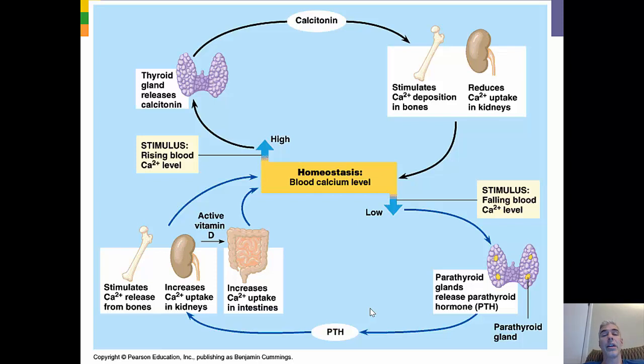And you can see here shows you the homeostatic mechanism, just like we've always talked about, right? If it gets too high because of diet or whatever, your thyroid gland releases calcitonin. Calcitonin stimulates the uptake into the bones. And then if it gets too low, the parathyroid hormone causes you to release it from your bones and absorption in your kidneys and in your intestines as well, raising blood calcium levels.